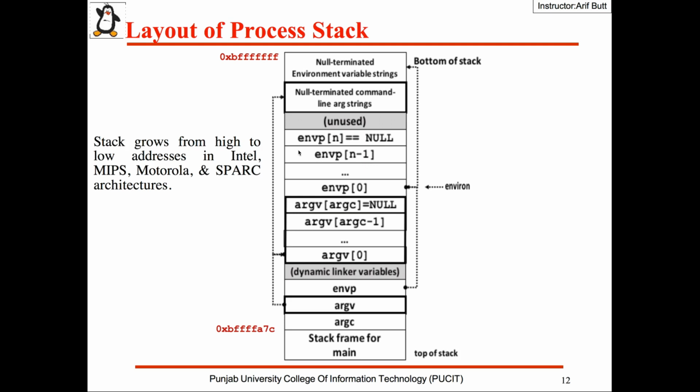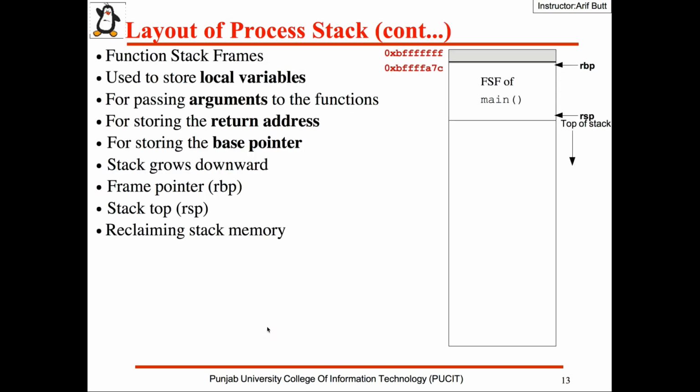Well, remember, dear students, stack grows from high to lower addresses in Intel as well as MIPS, Motorola and SPARC architectures. So the stack will grow down from here. Okay, well, when the main function whose FSF is over here, above the main function, this gray area shows you the command line arguments and environment variables. The main function grows from here downward.